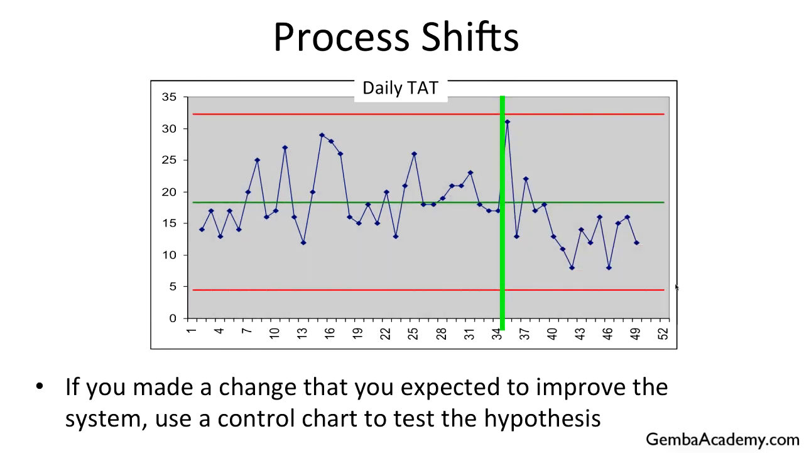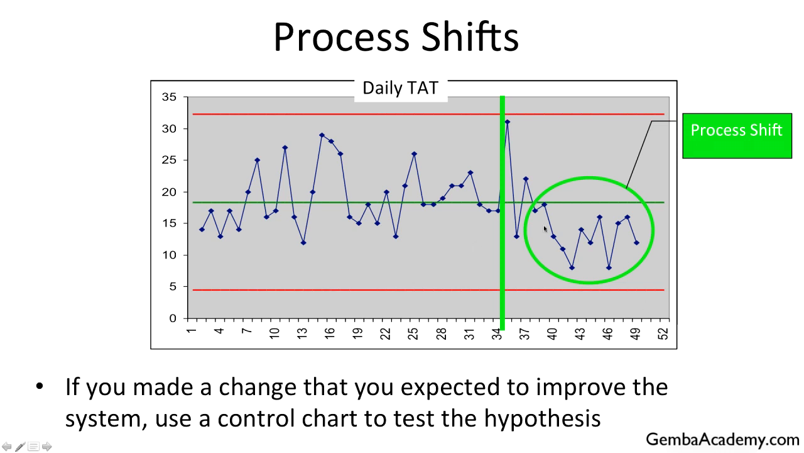And so as we look at the data points over time, we can see that, yeah, that looks like a statistically significant change because we've got a bunch of points all in a row that are below the mean. We've confirmed that we have a process shift. We could probably say pretty definitively, turnaround times improved in this lab. And we could redraw the control chart limits to show that new system.